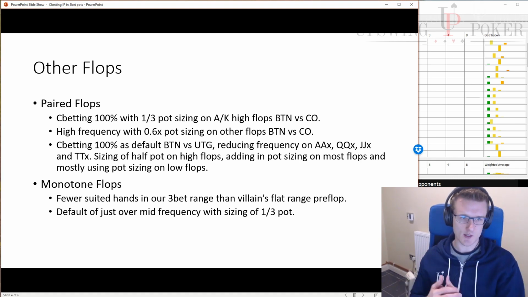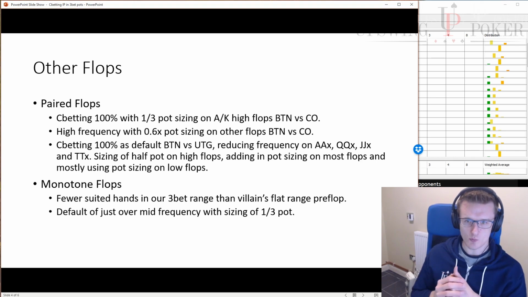So not all ace ace x, but high ace ace x. And then we reduce this frequency when we're on an ace ace x where the x is low, and also on queen queen x, jack jack x, and 10 10 x. And that's because villain has enough trips on ace ace x to stop our advantage being quite so big if the other card isn't also high, to give us sort of an extra advantage. And then villain hits more trips on the other boards, so that's driving our frequency down somewhat.